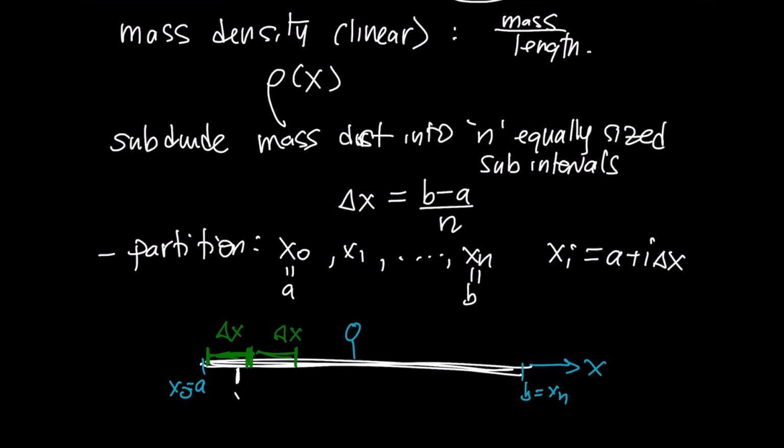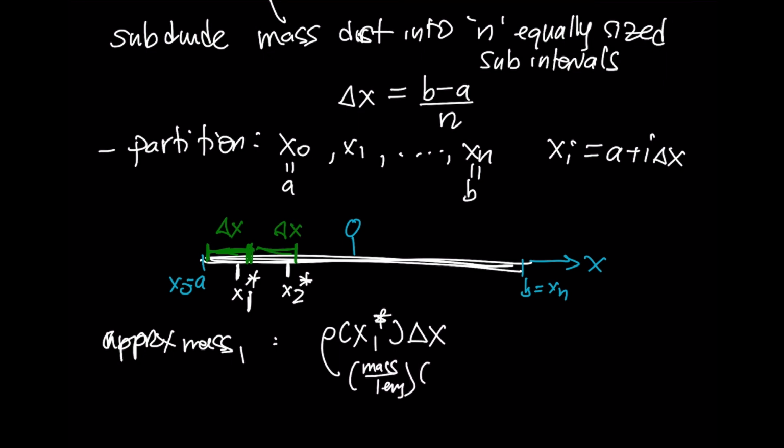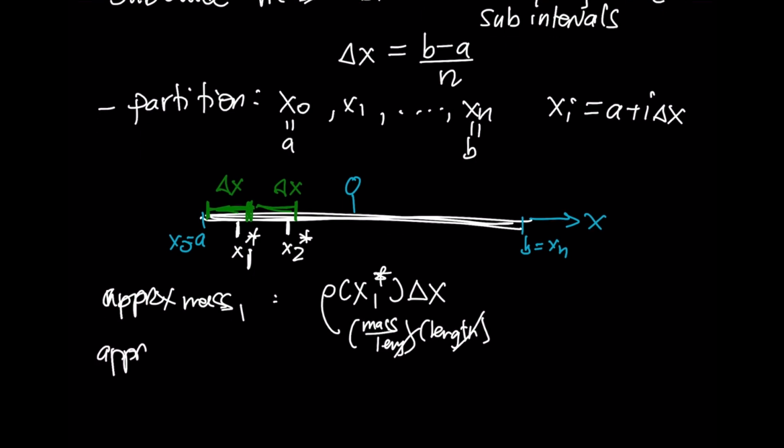In the first subinterval, there's going to be some sample point x1 star. There's going to be some sample point x2 star in the second one. The approximate mass in the first segment is simply going to be the mass density at that first sample point times the length, because this has units of mass per length and this has units of length. So those will cancel out. The approximate mass on the second subinterval would then be rho at the second sample point, times delta x.